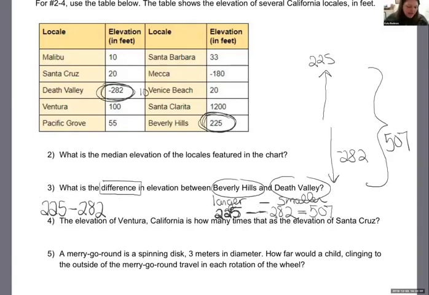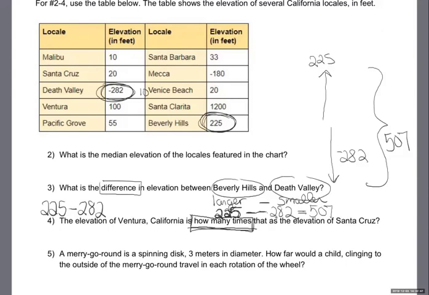So number 4 says the elevation of Ventura, California is how many times that as the elevation of Santa Cruz? Well, I feel like from our choosing the correct operations skill, we should know what we're supposed to be doing. How many times? When do we ask ourselves how many times? We have to multiply. Okay, so let's set this up as a multiplication problem.